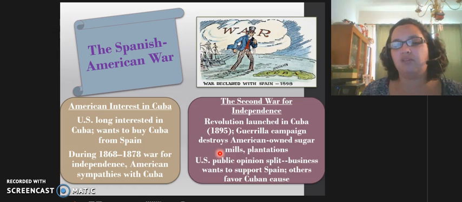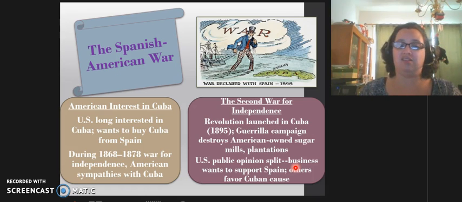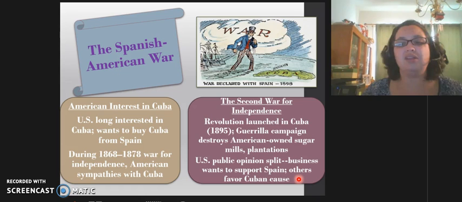It destroys American-owned sugar mills and plantations, and this really sort of brings a split in the American opinion, because business leaders, they want to support Spain. They don't want any of this chaos. They don't want to lose their sugar mills and plantations. But the smaller, non-business people, the workers, you might say, they really support the Cubans. You know, that the United States should go in there and protect Cuba.